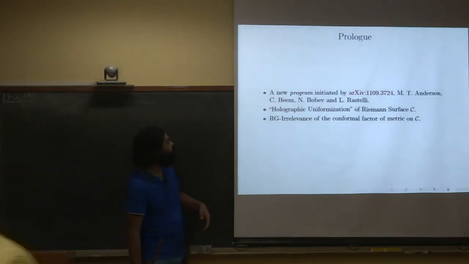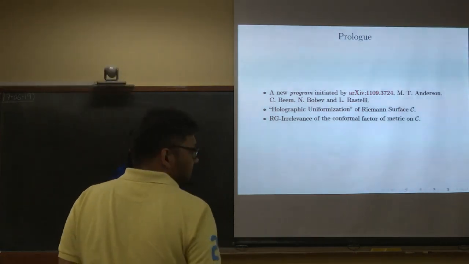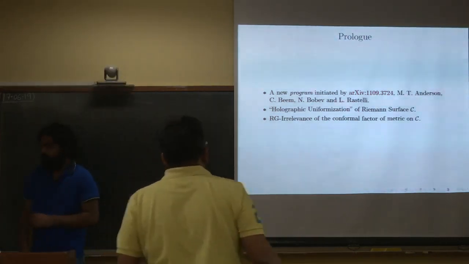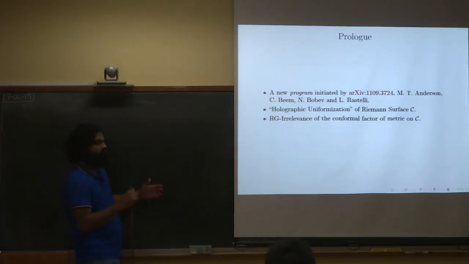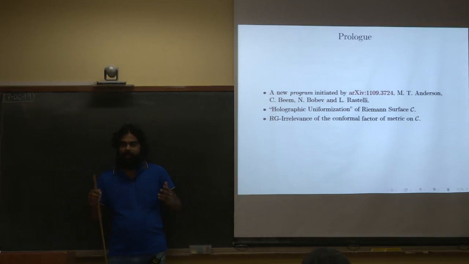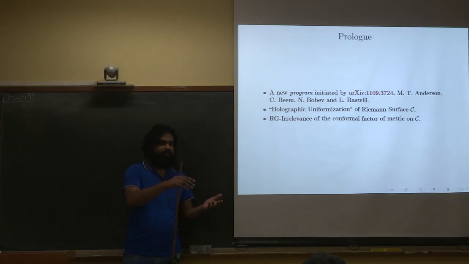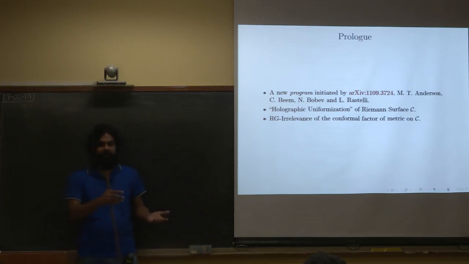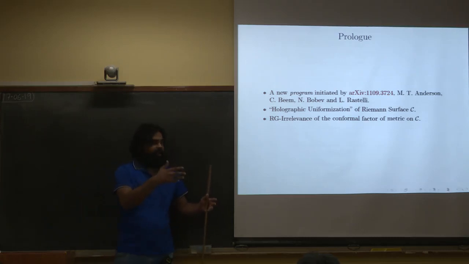So first, prologue. There was a program initiated by Chris Beam and collaborators in which they put some theory on a Riemann surface, and then they showed that if you perform a renormalization group flow on that theory and you go to the infrared regime, then the metric essentially flows into a constant negative curvature metric in the IR. So no matter whatever metric you start with, in the IR you always end up with the hyperbolic metric in the same conformal class.